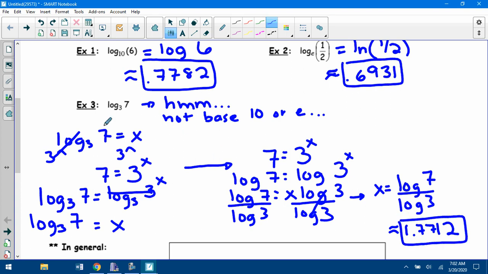Think about it, it should make sense. 3 to the first is 3, so it's going to be bigger than 1. 3 squared is 9, so it's going to be less than 2. 7's closer to 9 than it is to 3, so it's going to be closer to 2 than it is to 1. Yeah, that makes sense.